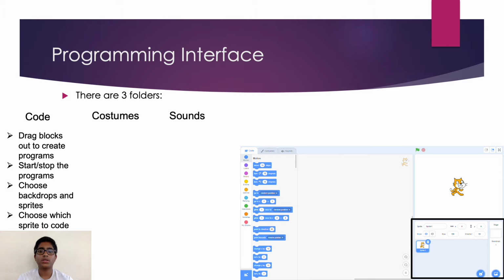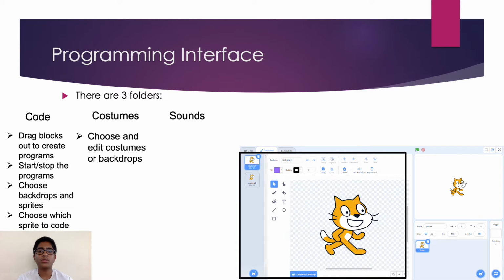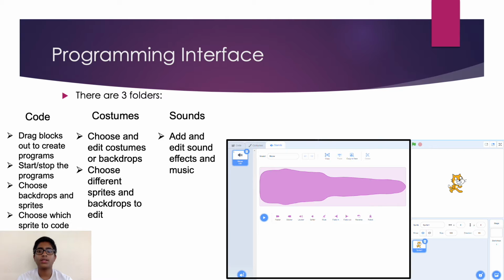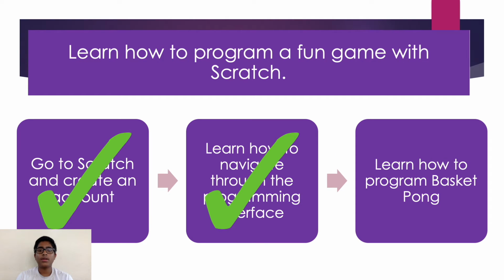The sprites are basically just different characters. In costumes, you choose and edit costumes or backdrops, and choose different sprites and backdrops to edit. In sounds, you add and edit sound effects and music. Now we have gone to Scratch and created an account and learned how to navigate through the basic programming interface. So now we are going to learn how to program Basket Pong.